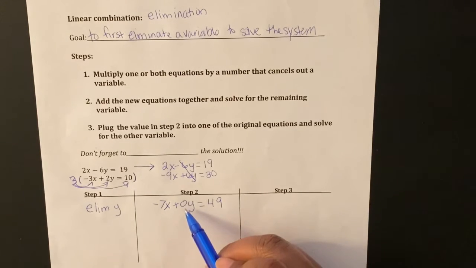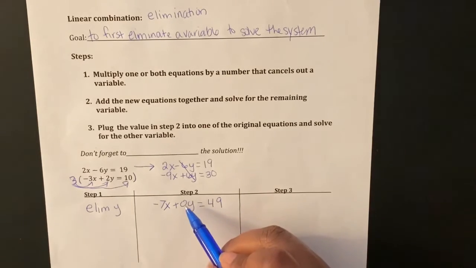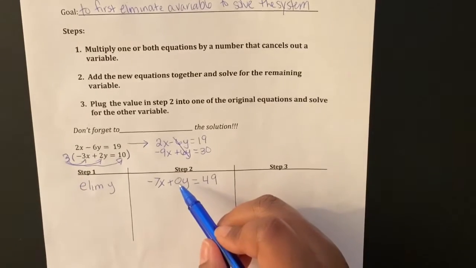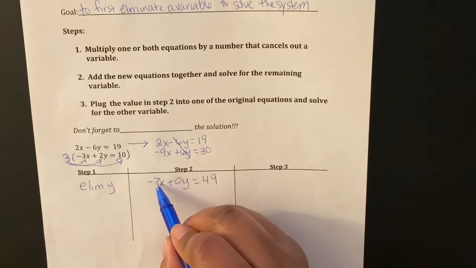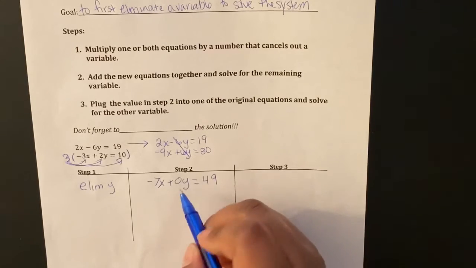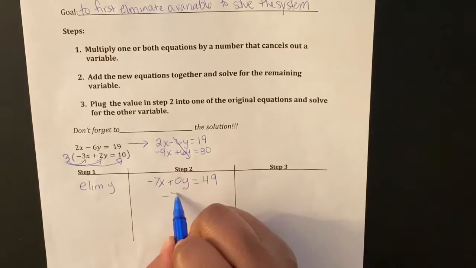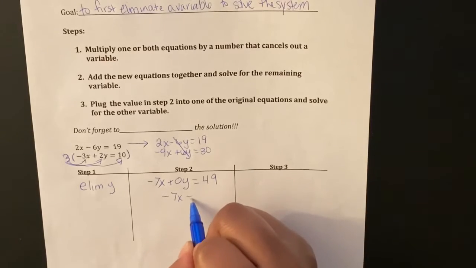Now, you do not have to write 0y, because 0y is just 0. So when I say negative 7x plus 0y, I'm not adding anything. So I'm just going to rewrite it as negative 7x equals 49.